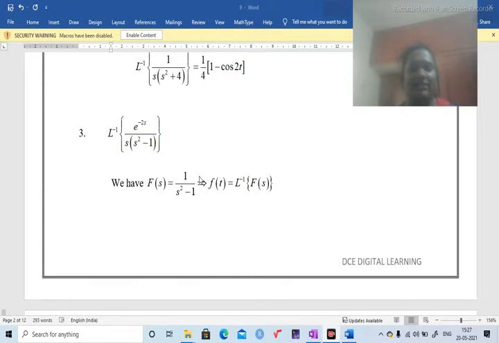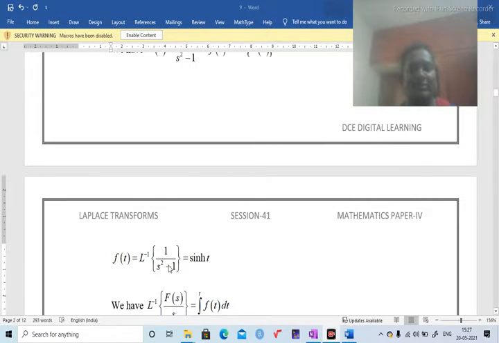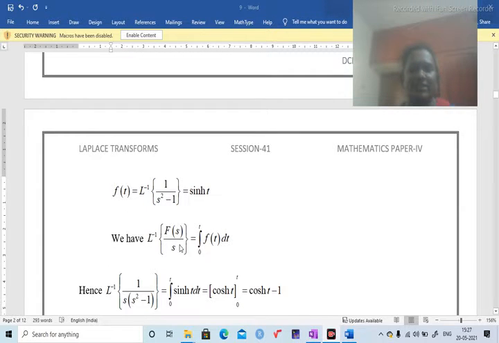I am taking f of s as 1 by s square minus 1. f of t is the L inverse of f of s. Substitute f of s value, find the L inverse, that is sin ht. So this is the formula: L inverse of f of s by s equals integration 0 to t f of t dt. So f of t we know is sin ht. Substitute, integration of sin ht is cos ht. Now substitute the upper limit, that is t itself. That's why we are going to get cos ht only, minus cos h0, which is 1.